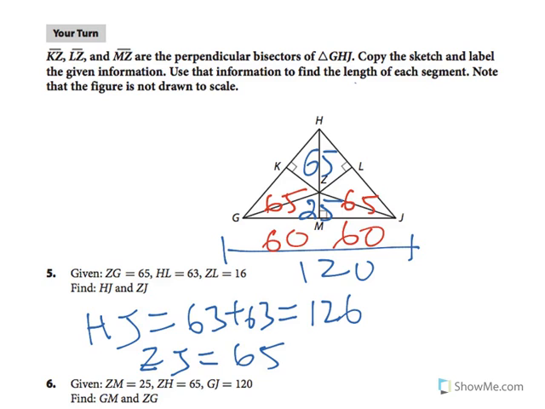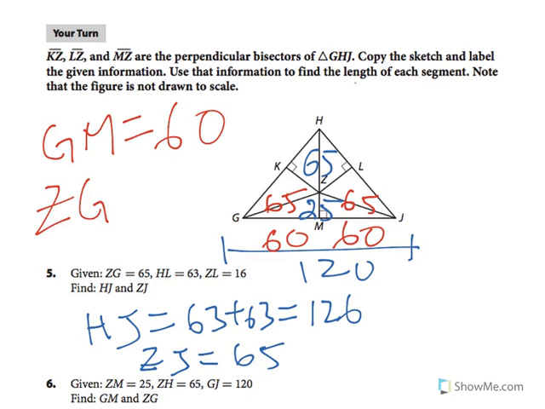So from there, we can answer our question. So when we see that we're looking for from G to M, so G to M we know is 60, and from Z to G, so from Z to G is this segment here, so then it's 65.